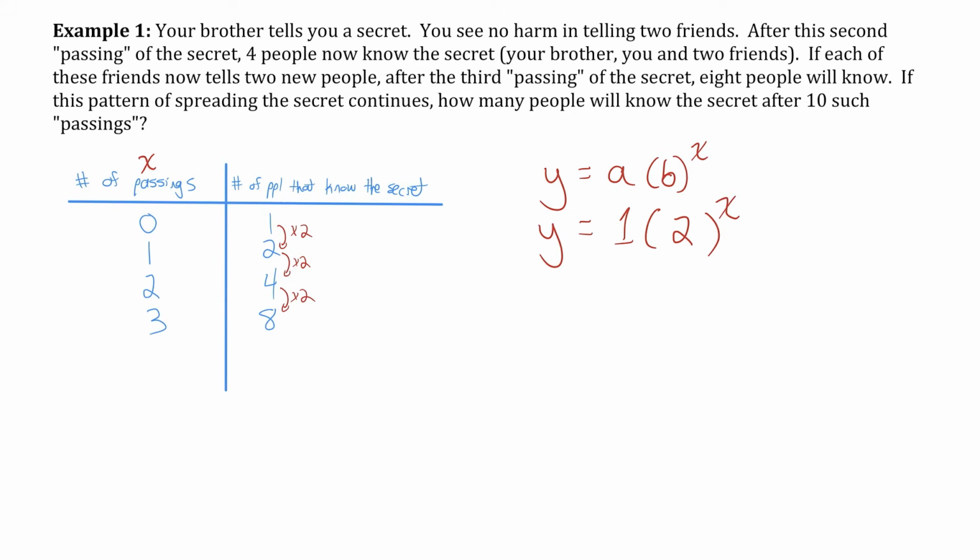So remember our table, x is number of passings, y is number of people that know the secret. So in this equation, it says that the number of people that know the secret is equal to 1 times 2 to the x power.